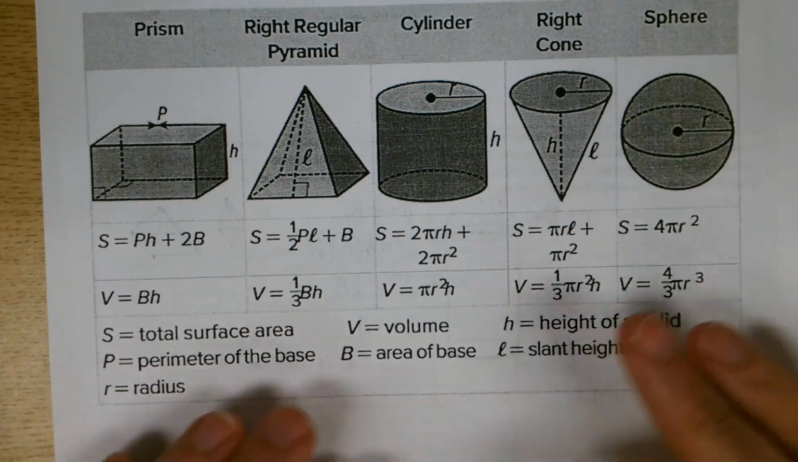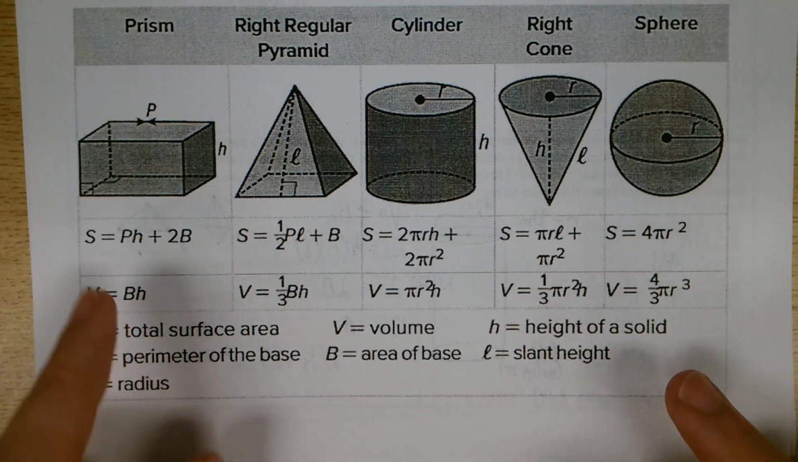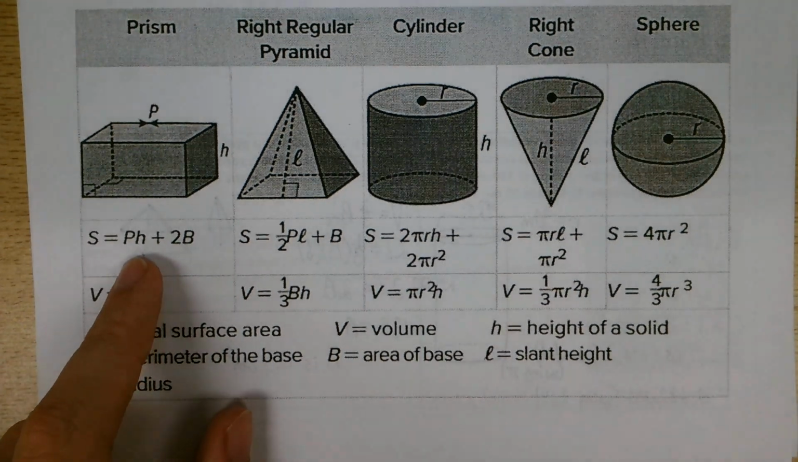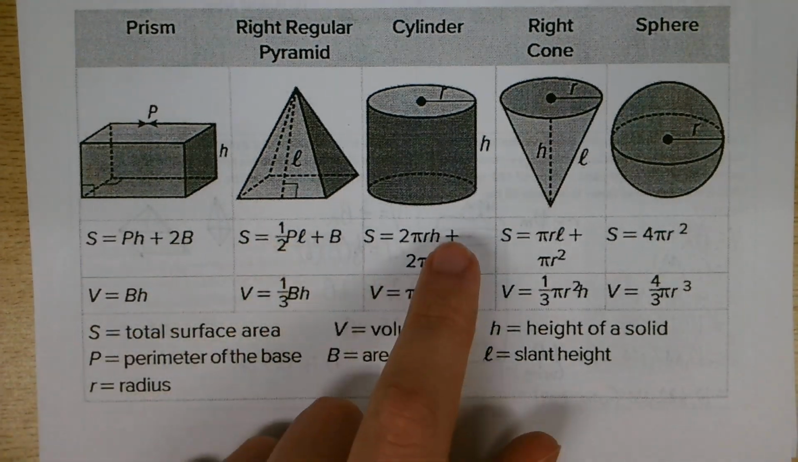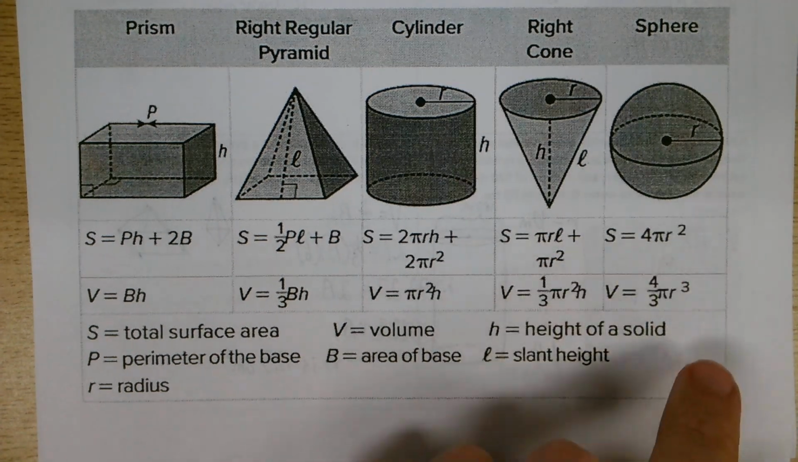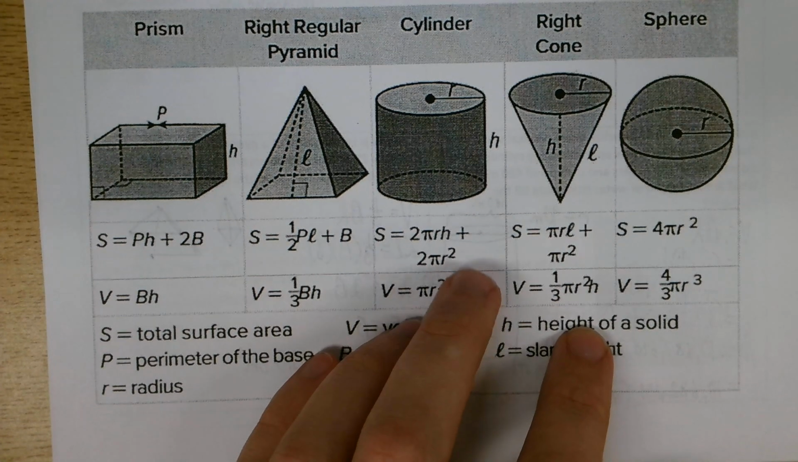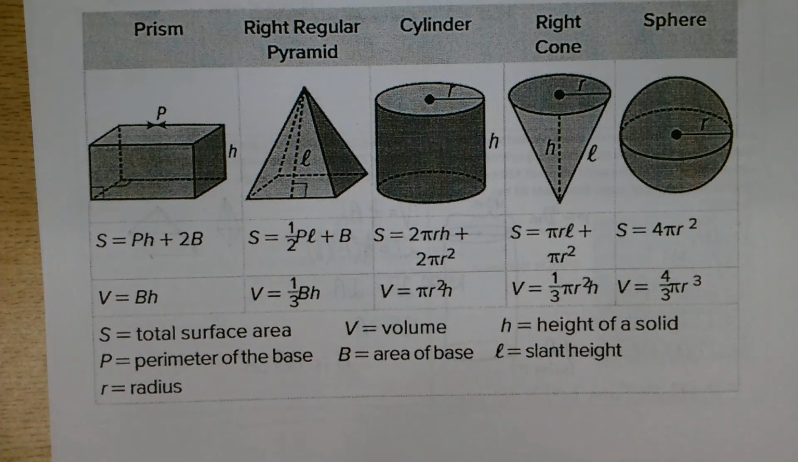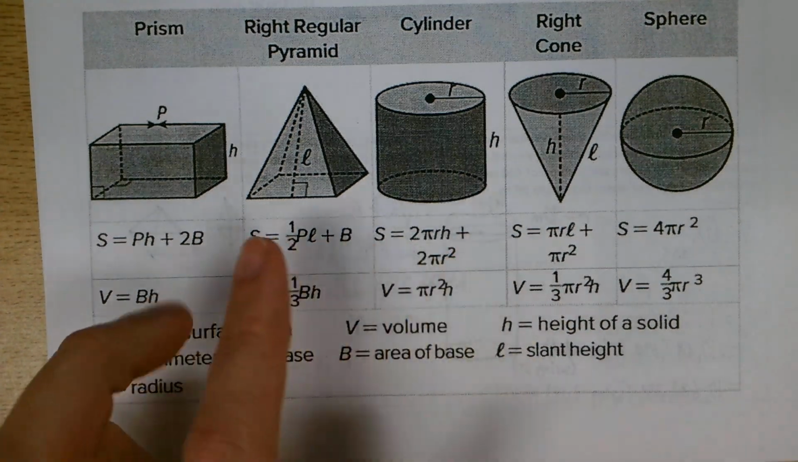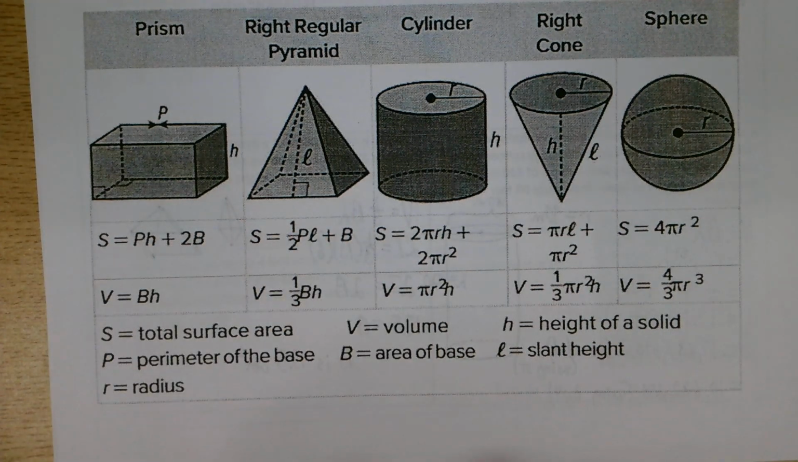On the back of it, we had all these different formulas here for prisms, right regular pyramids, cylinders, cones, and spheres. You had this as a reference during class. But these formulas are not exactly the same ones as on your reference sheet. They're very similar, but you need to know your reference sheet and know how to use it.